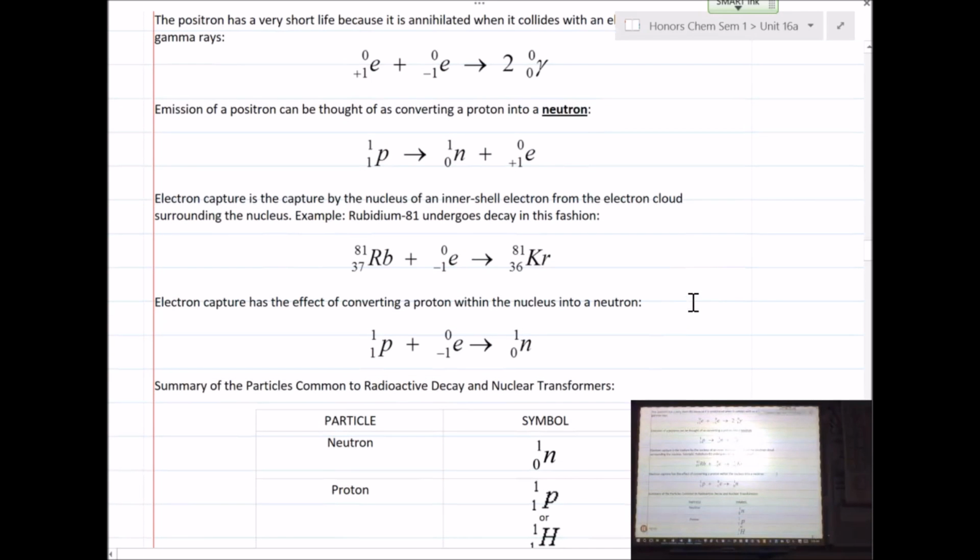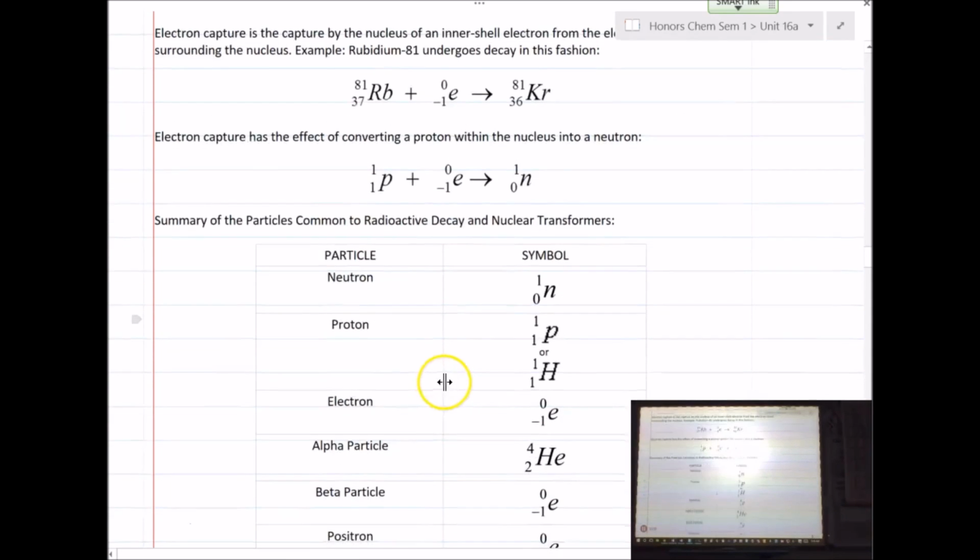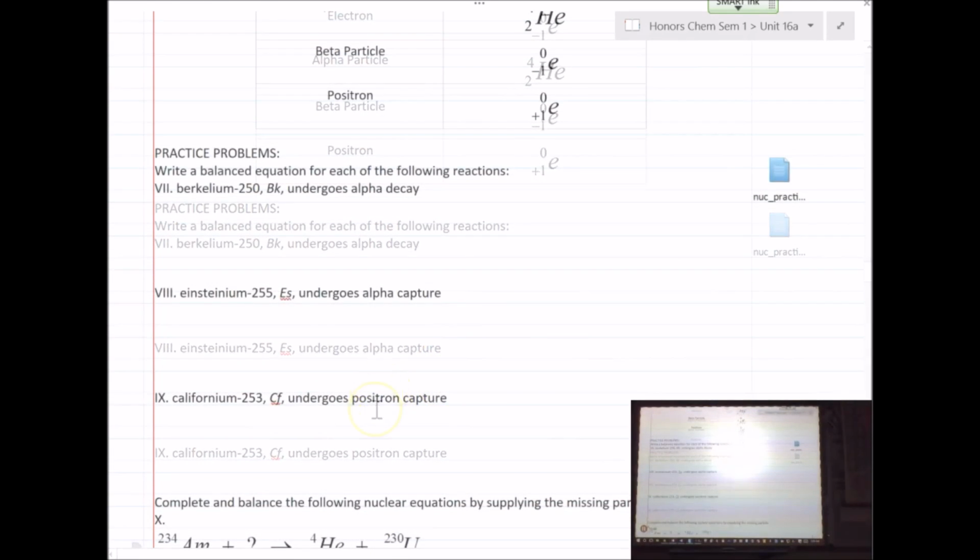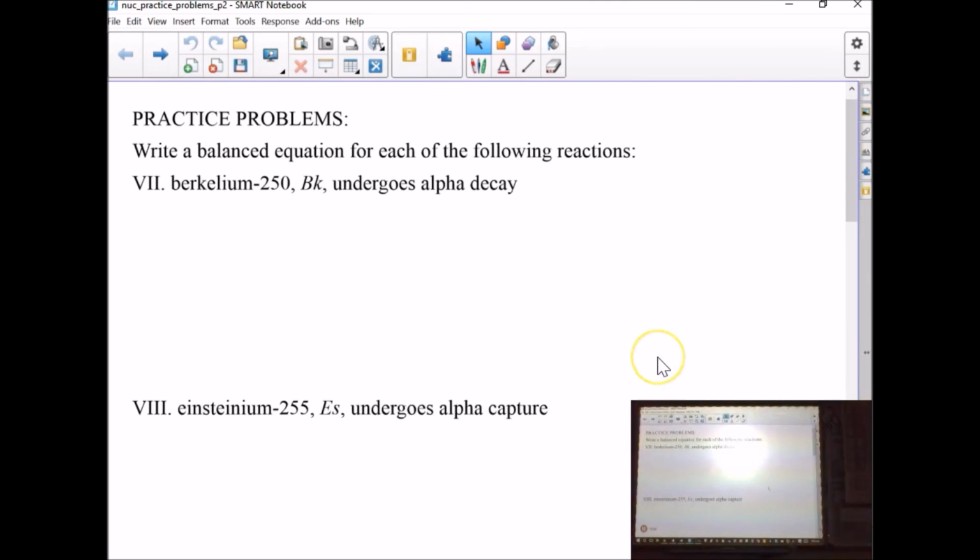And then again, here's another scenario where a proton can be converted into a neutron by beta capture or electron capture. So again, just make sure that you're looking at the numbers and make sure that you can tell the story based on that. Ready to do some examples? Let's do some. So let's take a look at the first one.